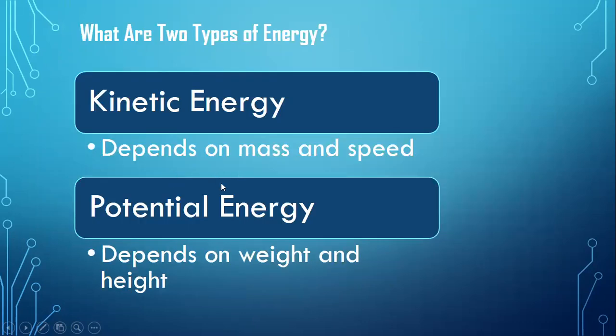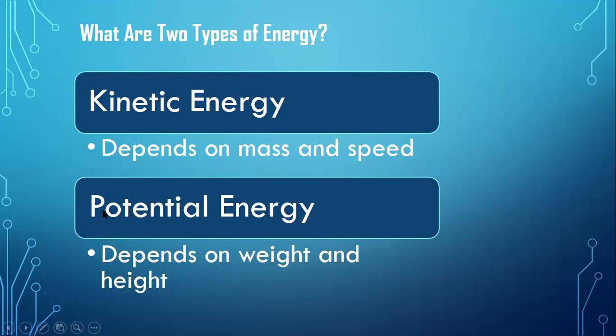So let's move to the two main types of energy. We have kinetic energy, which is the energy of the motion of an object, and it depends on two things. If the object is moving, it has a speed, and since it is an object, it has a definite mass. So the kinetic energy depends on the mass and the speed.